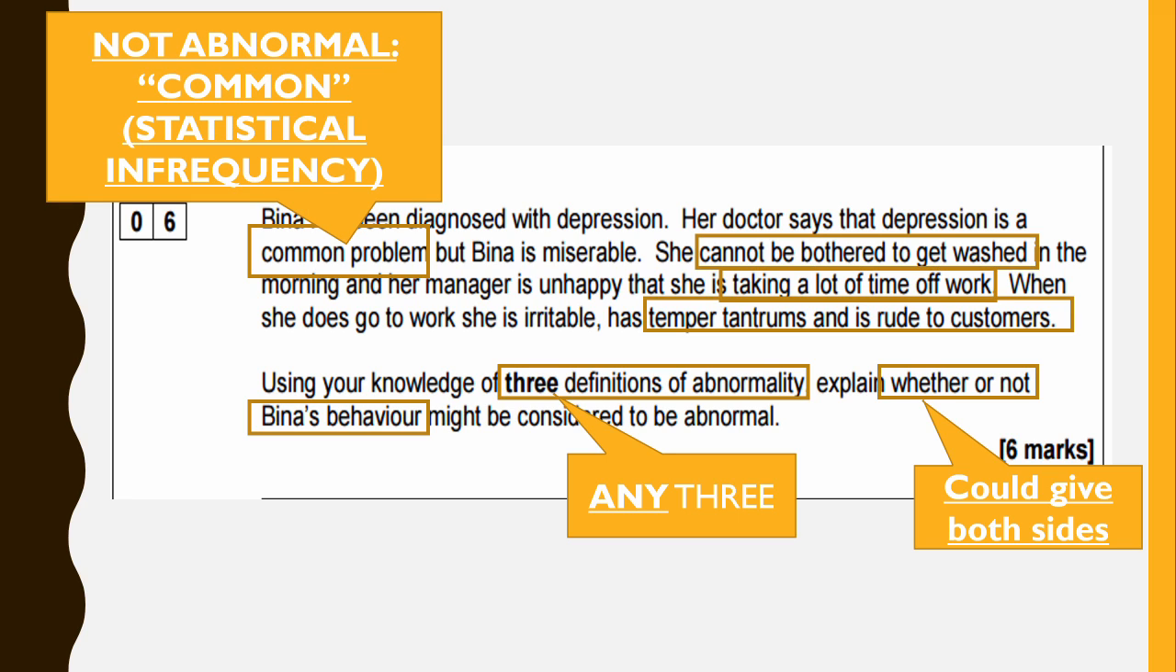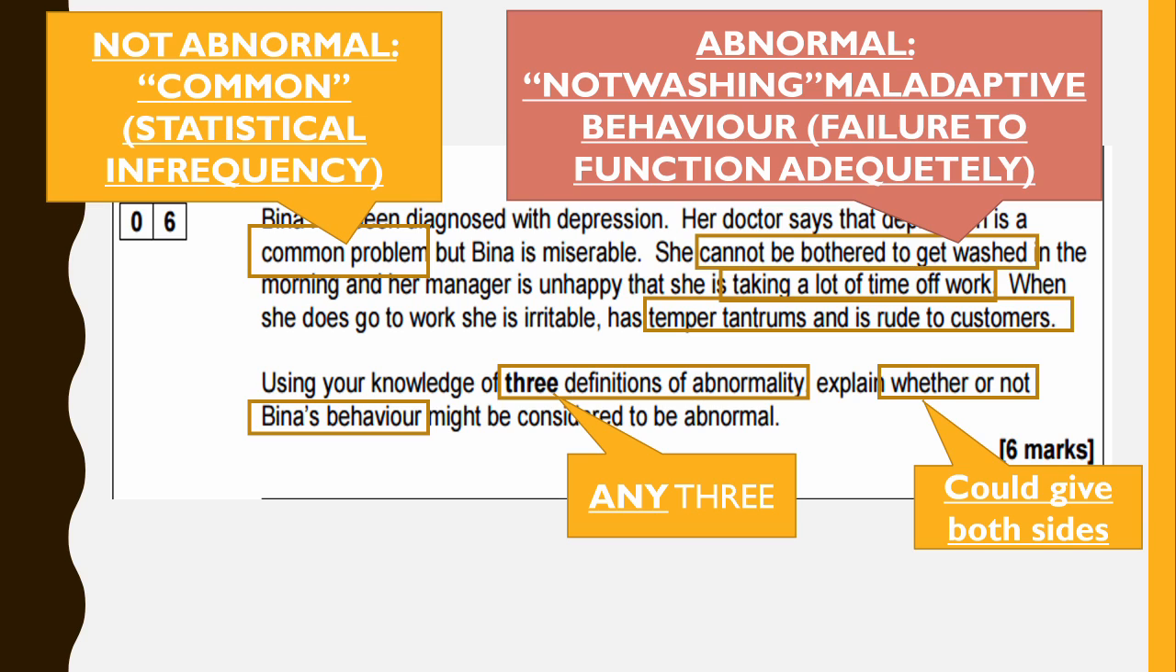So if we look at those little bits of the stimulus, all 4 of our definitions would technically apply here. If we start off with the idea that the doctor thinks it's a common problem, that would suggest that she is not abnormal. Because her behaviour is common, she's not actually showing statistical infrequency. So you could argue, using that definition, that she's not abnormal. However, if she can't be bothered to get washed, then that might be a sign of maladaptive behaviour, which means she's failing to function adequately, which would mean she is abnormal.